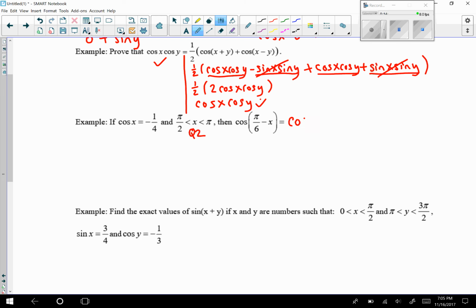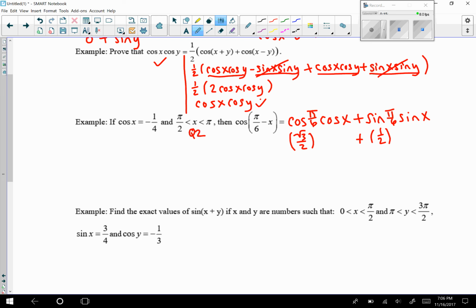So we have the cosine of pi over 6 times the cosine of x. And then we have plus, because that's the identity, so the sine of pi over 6 times the sine of x. So we already have the cosine of pi over 6 because we know that is on our unit circle, and that's root 3 over 2. We do not know what the cosine of x is, so we're going to have to solve to find that. But we do know what the sine of pi over 6 is. That's 1/2 because it's on my unit circle.